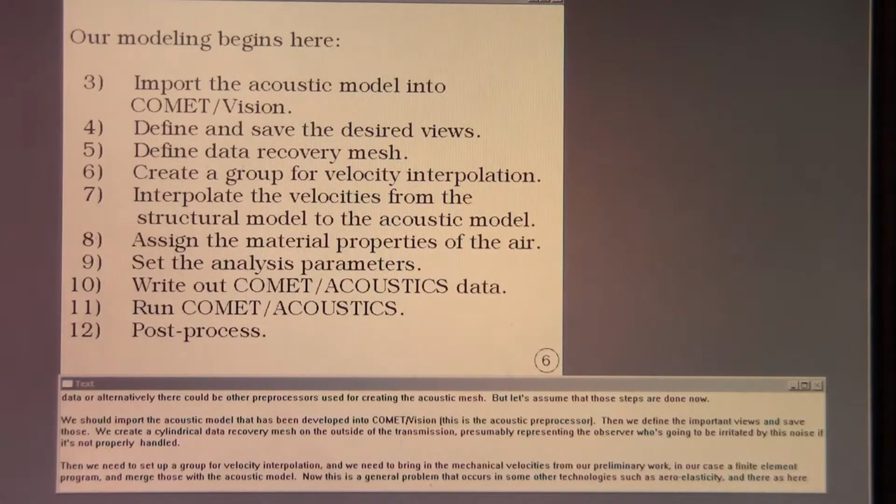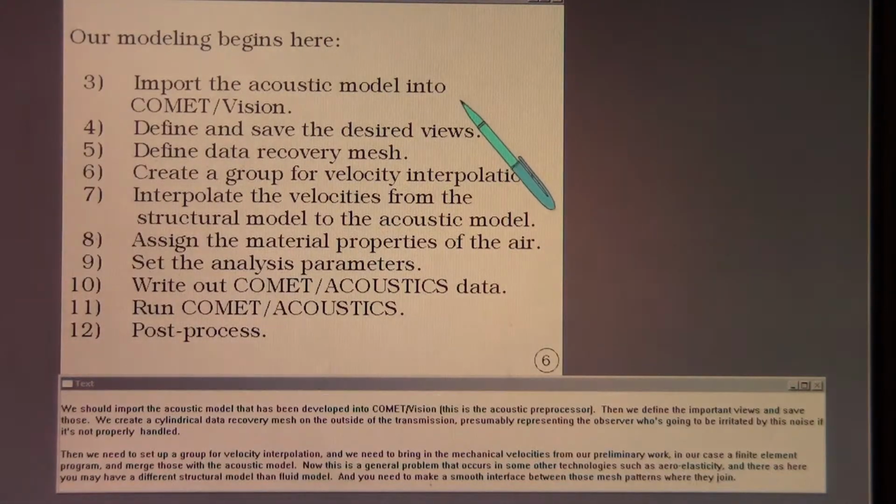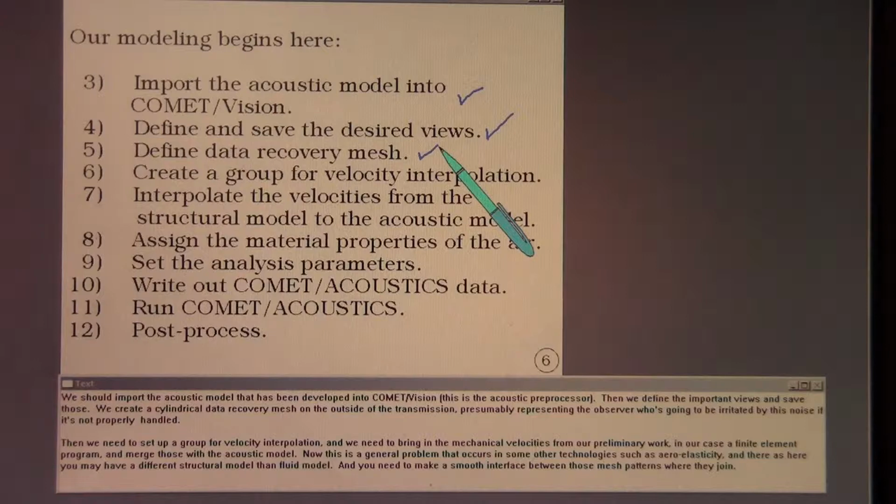We should import the acoustic model that has been developed into Comet Vision. This is the acoustic preprocessor. Then we define the important views and save those. We create a cylindrical data recovery mesh on the outside of the transmission, presumably representing the observer who's going to be irritated by this noise if it's not properly handled.